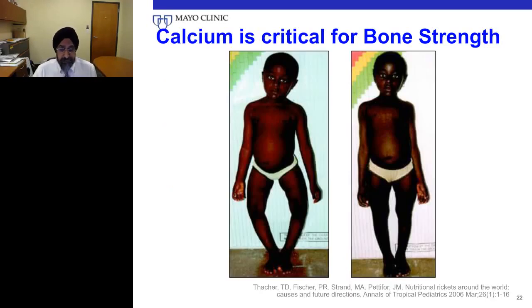Rickets is a disease of the bones. What this slide shows is that on my left, the child has rickets, and we tested vitamin D level in this child, and vitamin D 25 hydroxy levels were normal in this child. But when we gave this particular child the calcium, that took care of the rickets. So the message in this slide is 25 hydroxy vitamin D or 1,25-dihydroxy vitamin D are the messenger molecules in helping the absorption of the calcium, but it is the calcium which helps in strengthening the bones.